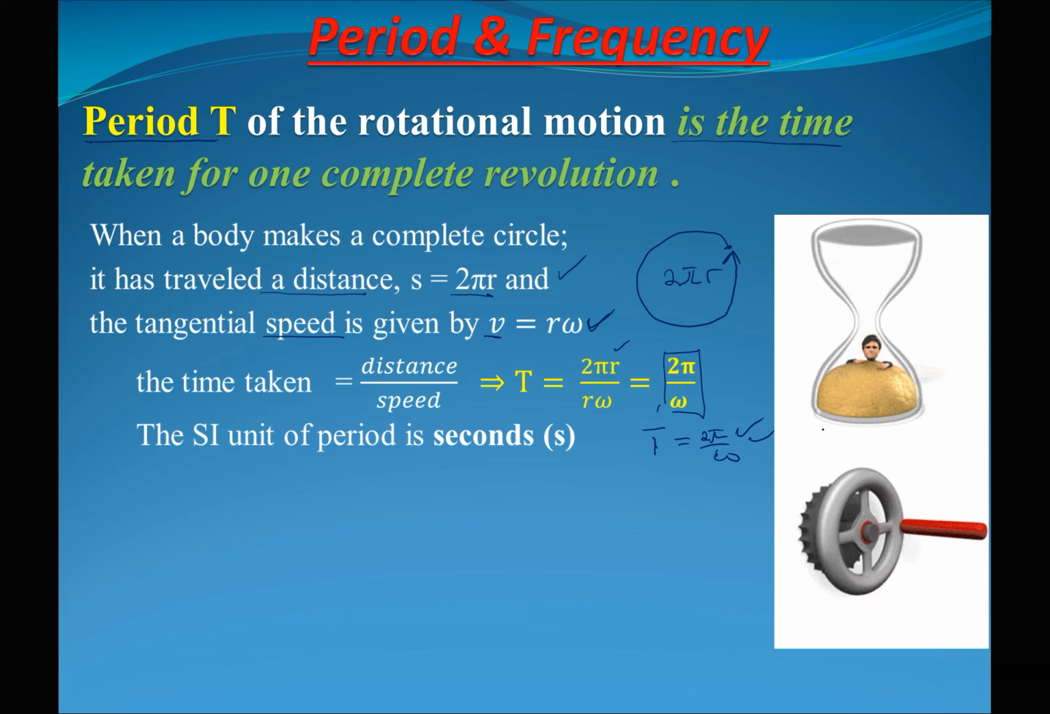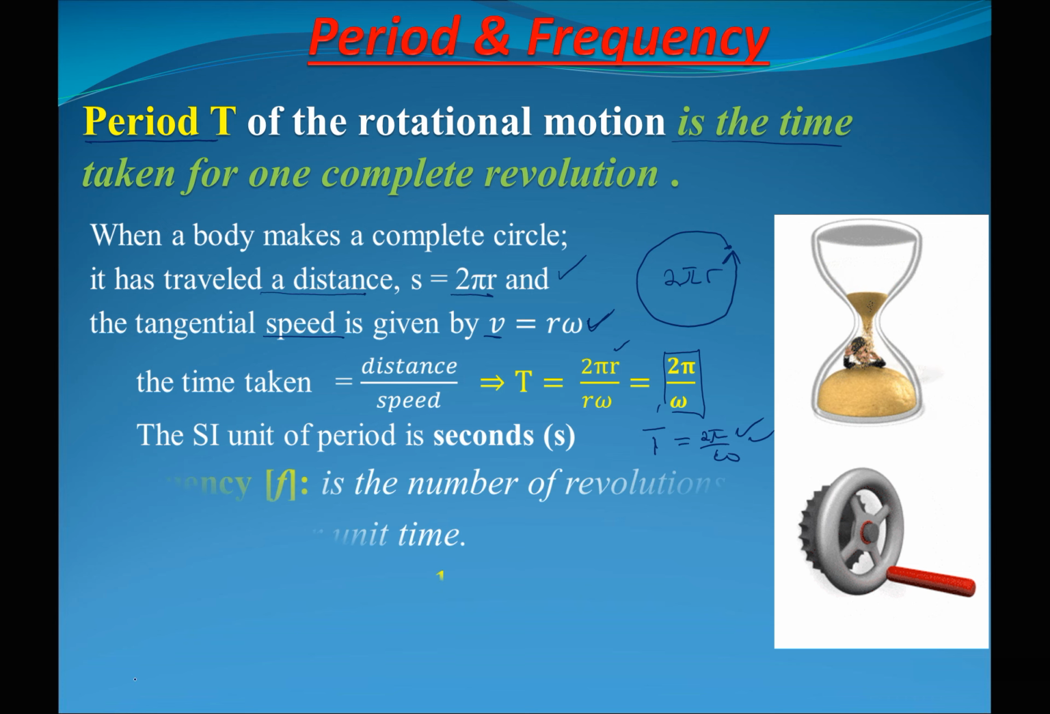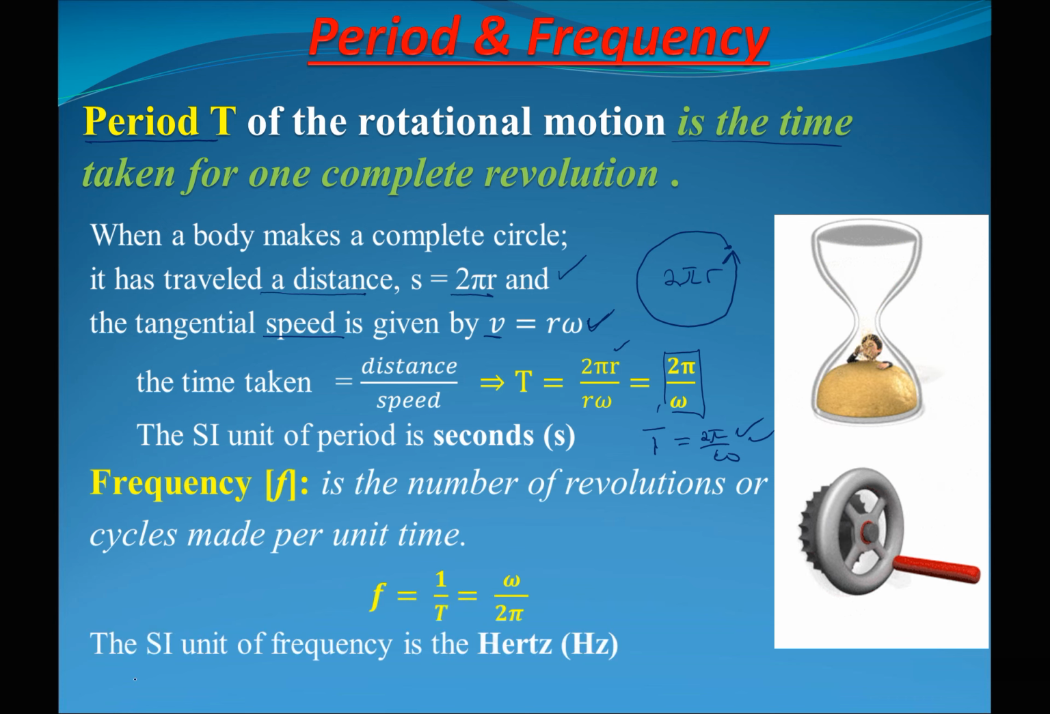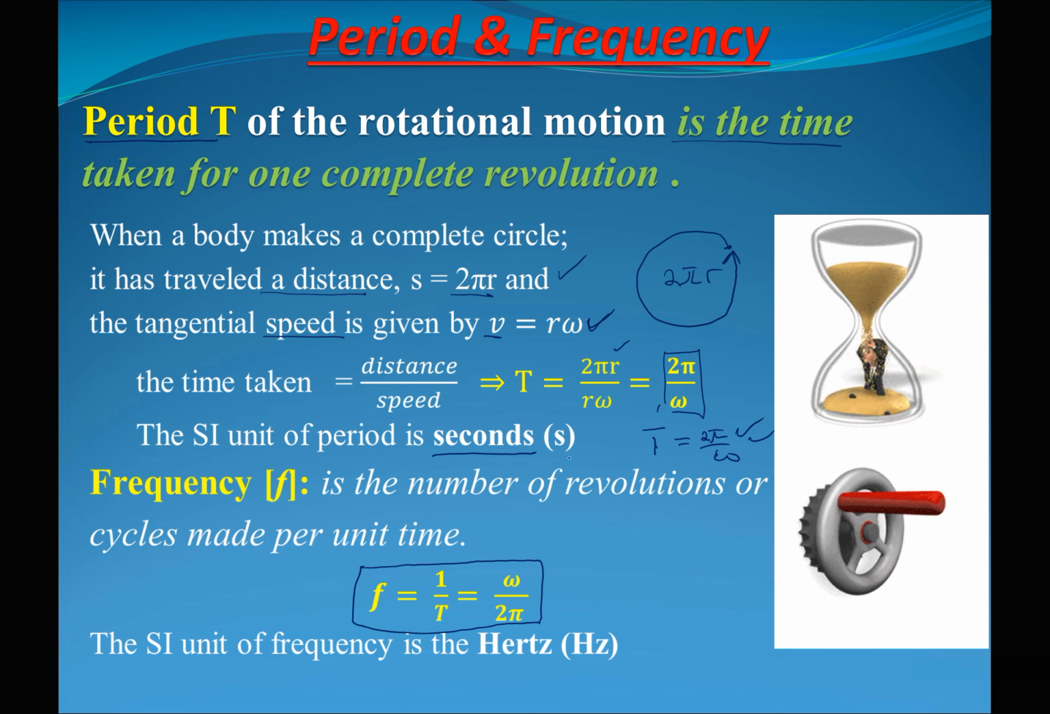Since our frequency is the number of revolutions or number of complete cycles per unit time, and from AS you know that frequency is the reciprocal of period, so we can just find frequency from 1 over T, which is going to be simply the reciprocal of 2 pi over omega, which is omega over 2 pi. Of course, the units for both quantities are the same units that we have always been using, such as period is measured in seconds and the frequency is going to be measured in hertz.